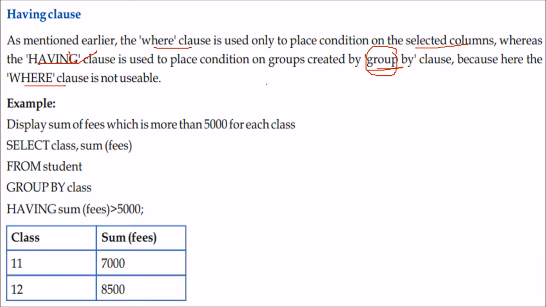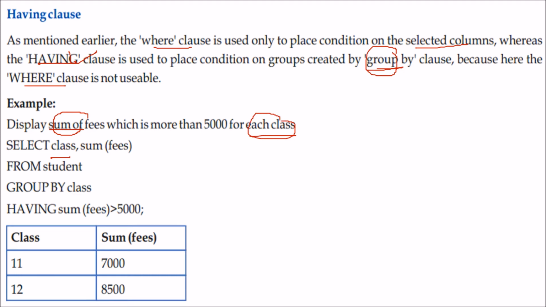So if we have a student table having a number of columns, and you want to display the sum of fees which is more than 5000 for each class. You want to display the sum of fees, so this is the aggregate function. Now this aggregate function has to be applied, and there is grouping with respect to class. So sum of fees which is more than 5000 for each class means you are grouping by class.